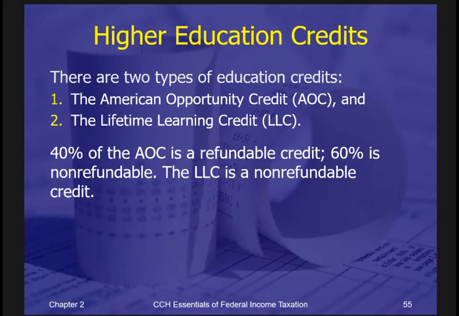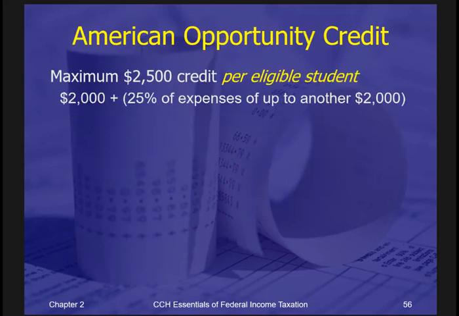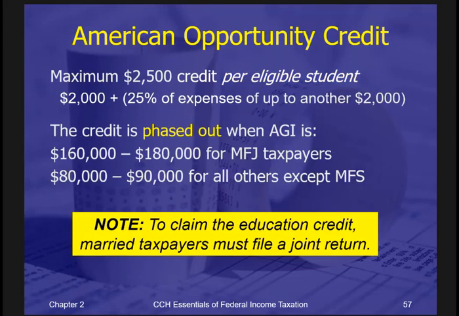Higher education credits. The tricky one is American Opportunity Credit, which is the best one, the one you want to use if you can qualify. 40% is refundable, 60% is non-refundable. LLC is all non-refundable. So American Opportunity Credit is $2,500 maximum. So the most that you consider in your tuition paid is $4,000. $2,000 is 100% credit, and then the next $2,000 is 25%. But the max it can be is $2,500, and it gets phased out if your income is too high.